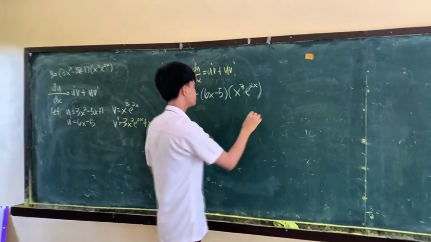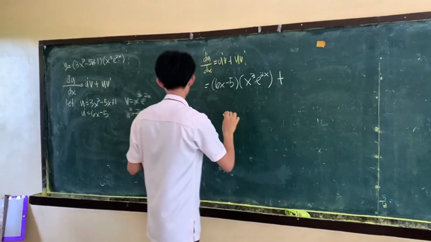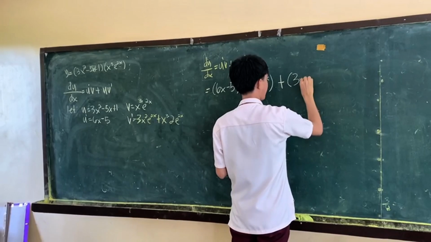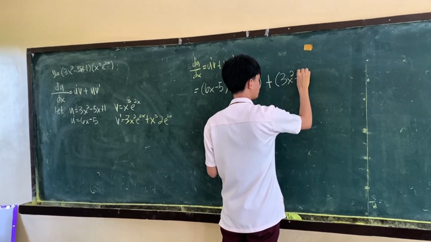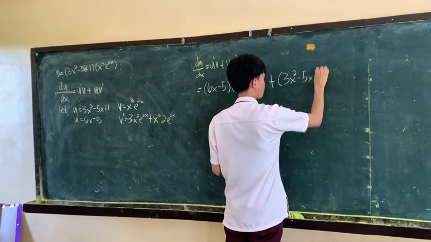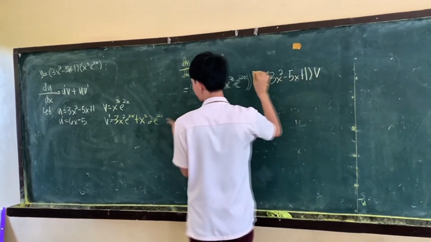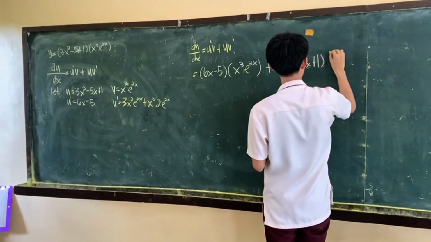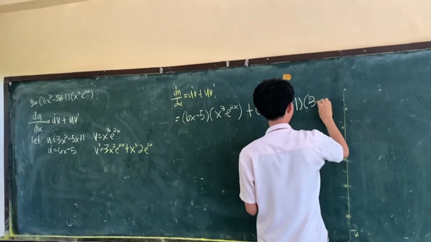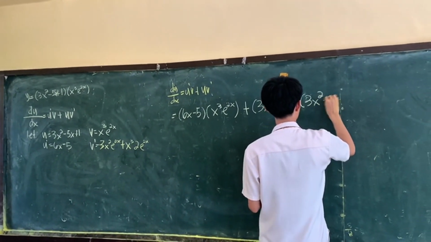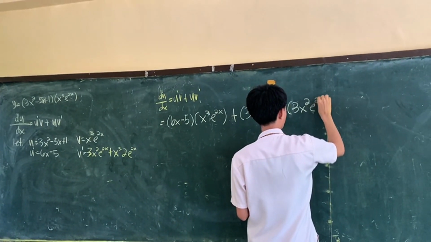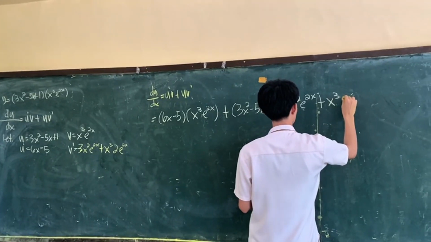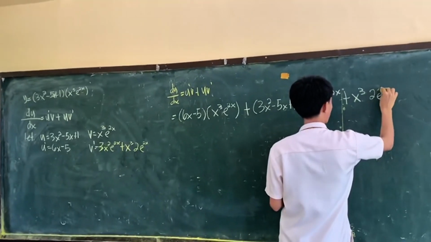Now, the value of v is equal to x cubed e to the power of 2x. Let's come up with this final one. And then the value of u, which is equal to 3x squared minus 5x plus 1. And then the value of v prime, which is equal to 3x squared e to the power of 2x plus x cubed times 2e to the 2x.